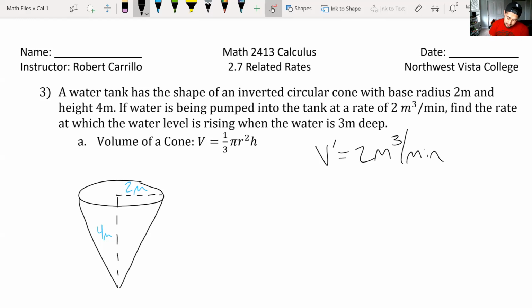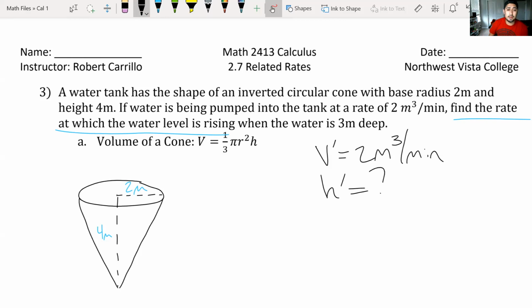Okay, and then let's see, find the rate at which the water level is rising when the water is 3 meters deep. So now, here it is right here. Find the rate at which the water level is rising. Guess what variable represents all of that? So we want to know the rate at which the water level is rising. So this means that height is changing, height is rising. So this means we are looking for h prime. We're looking for h prime. So I'm going to put down here h prime. That's what we're looking for.